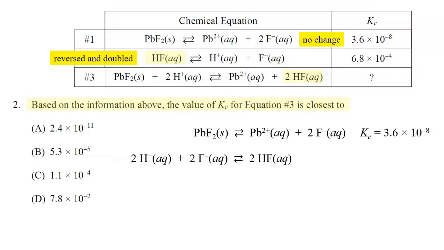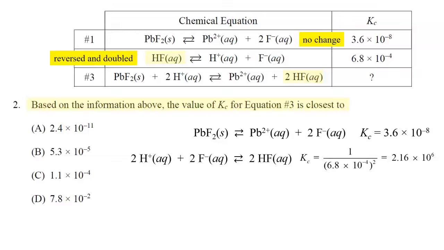And the equilibrium constant for this modified equation will be 1 divided by 6.8 times 10 to the negative 4, and then also squared. Again, I have to reverse the equation, so the new K would be the reciprocal, and then multiplying by 2 means that the K value is raised to the second power. So when I do that math of 1 divided by 6.8 times 10 to the negative 4 squared, I get a value of 2.16 times 10 to the 6th power.